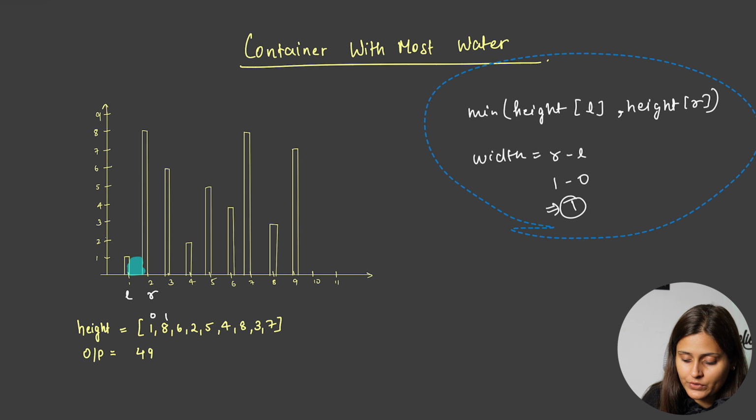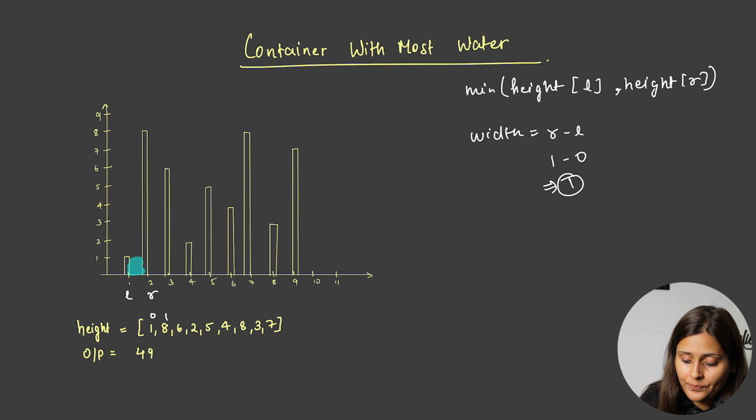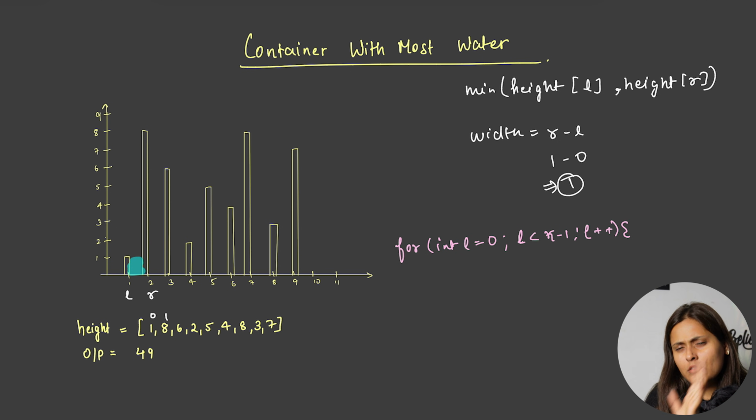Yes, so let's move this. What I said, we will run a for loop. This is what we are doing: for int left = 0; left less than n minus 1, correct, and left plus plus. This for loop we will run for the left pointer.